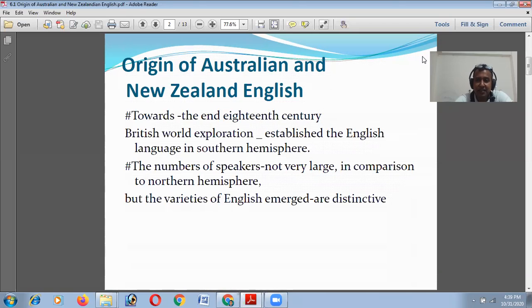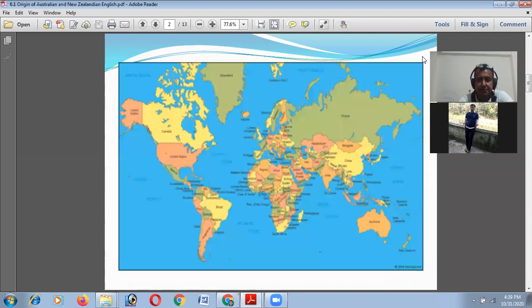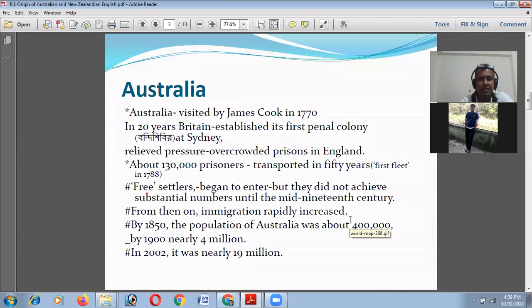But we see the distinctive pronunciation pattern of Australian English. These are the northern part, that means America in this area, and the southern part of this map, that is Australia and New Zealand. Today we will be discussing the origin of Australian English.